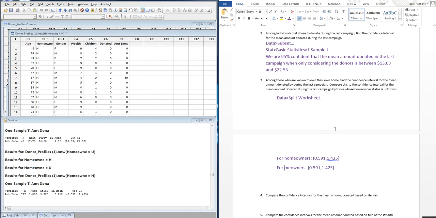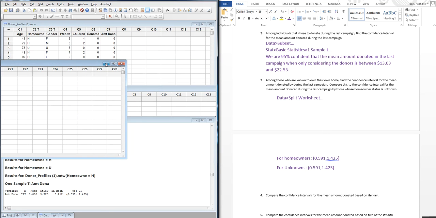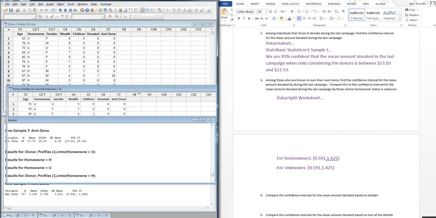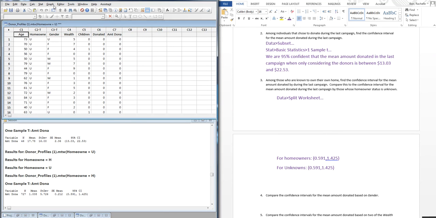And so I'm going to do this again for the unknowns. And then I'm going to compare the two. So now that I'm done with the homeowners one, I'm going to go ahead and minimize it. Why is that so long? That's super weird. And now I'm going to click on the U grouping. That way that's the one highlighted, and I'm going to go through the same steps.